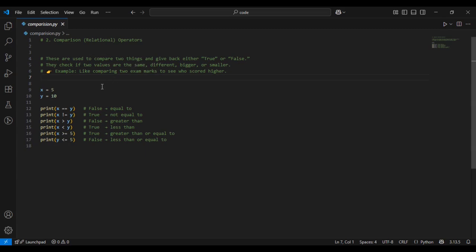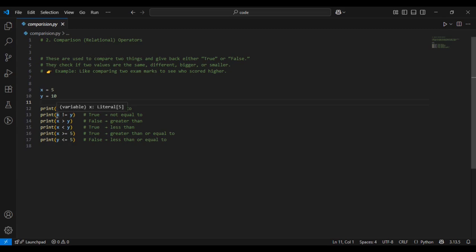For example, comparing two exam marks to see who scored higher is an example of a greater than or equal to operator. And then we have two values, x equals 5 and y equals 10. One equals sign is an assignment operator, and two equals signs is a comparison operator. When we do x, two equals signs, y, it checks if x is equal to y, which we can see it is not, so it will give the value of false. And if we remove one equals sign and add an exclamation mark before it, then it will turn into a not equal to comparison.